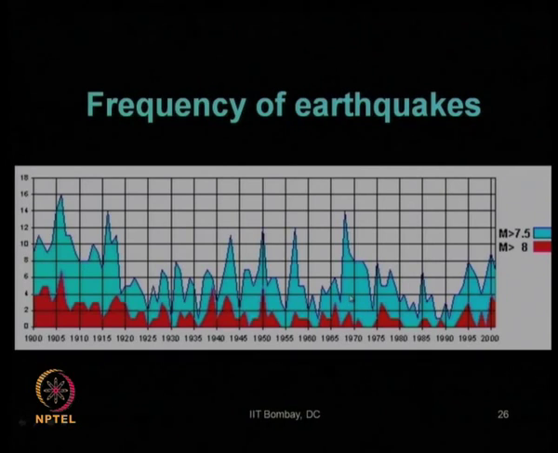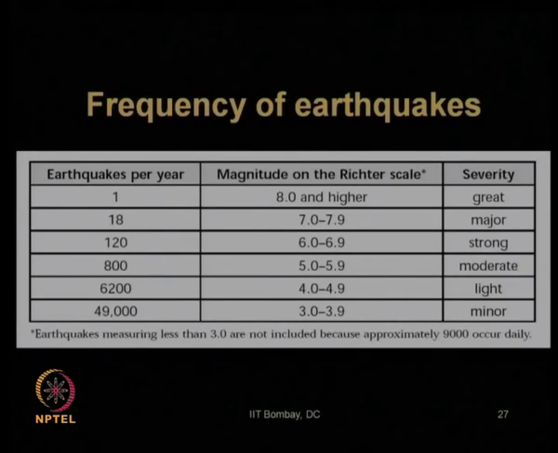So, these are the very major or strong earthquakes which can easily cause severe damage to mankind and property loss. And this shows the frequency of earthquakes, typical values of course, per year. About one worldwide will occur having a magnitude on the Richter scale of 8 and higher, and severity can be considered as great earthquake. About 18 or so between 7 to 7.9, major earthquake. About 120 or so between 6 to 6.9, strong earthquake. About 800 or so between 5 to 5.9, which are called moderate earthquakes. About 6200 or so between 4 to 4.9, which are light earthquakes, and about 49,000 or 50,000 or so between 3 to 3.9, which are minor earthquakes.